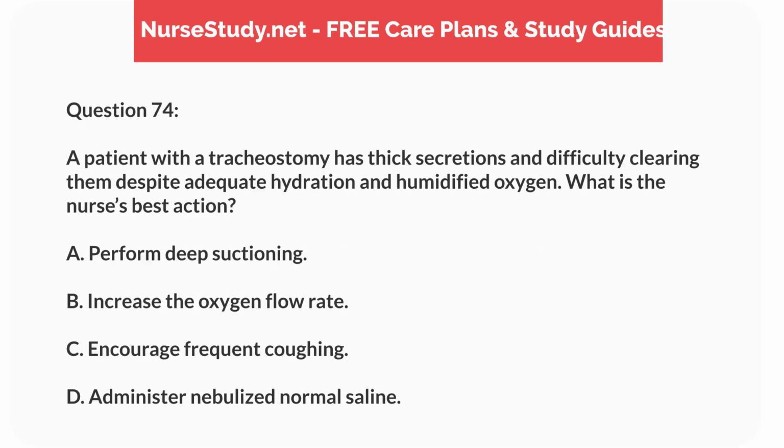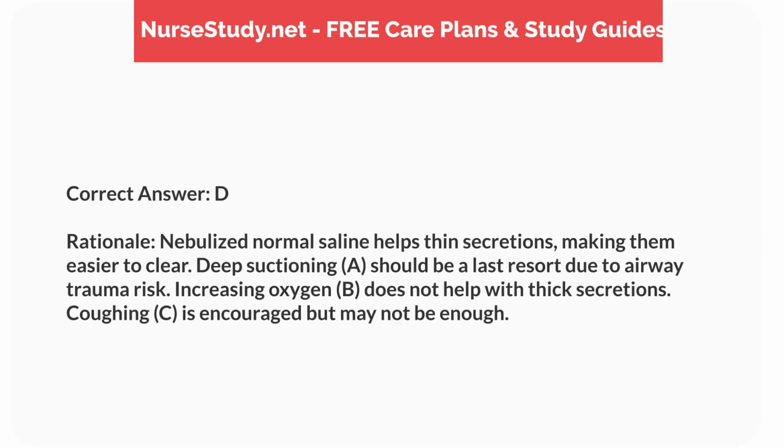Question 74. A patient with a tracheostomy has thick secretions and difficulty clearing them despite adequate hydration and humidified oxygen. What is the nurse's best action? A. Perform deep suctioning. B. Increase the oxygen flow rate. C. Encourage frequent coughing. D. Administer nebulized normal saline. Correct answer, D.